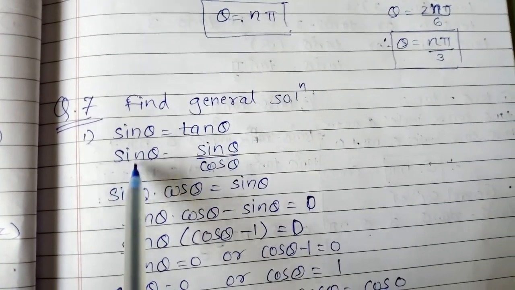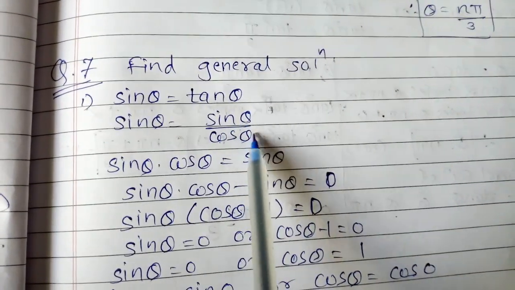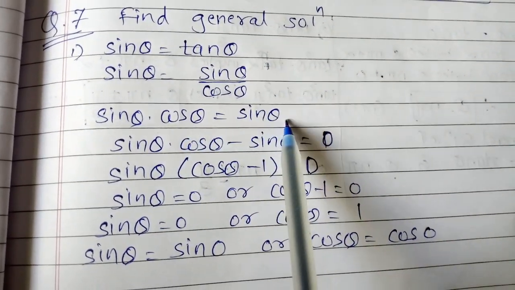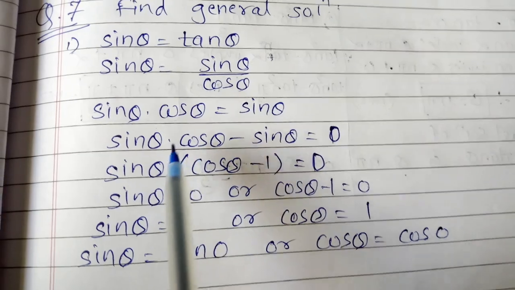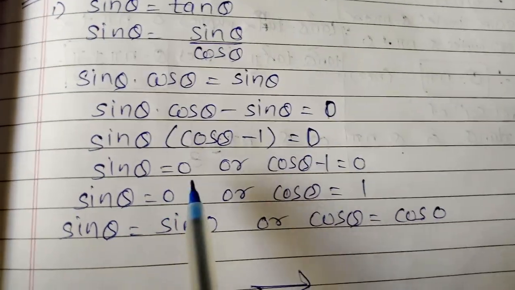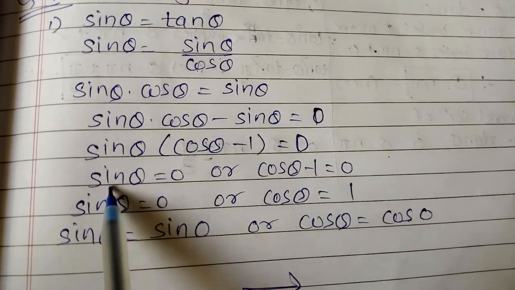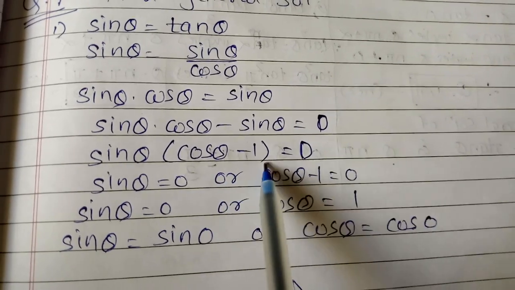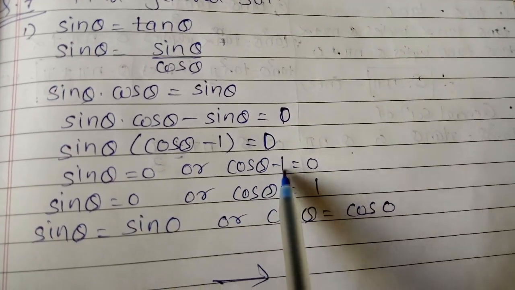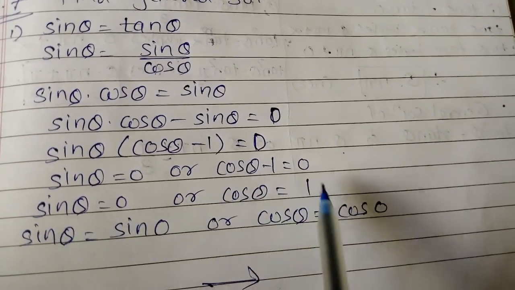So see here, sin theta is equal to, we are just putting the value of tan, that is sin upon cos. Now we are moving this cos theta to this side, so we get sin theta into cos theta is equal to sin theta. Then move sin theta also to this side, so sin theta in bracket cos theta minus 1 is equal to 0. The product of these two is 0, means either the first one is 0 or the second one is 0. So sin theta is equal to 0 or cos theta minus 1 is equal to 0. So sin theta is equal to 0 or cos theta is equal to 1. So here we get two answers, two equations.